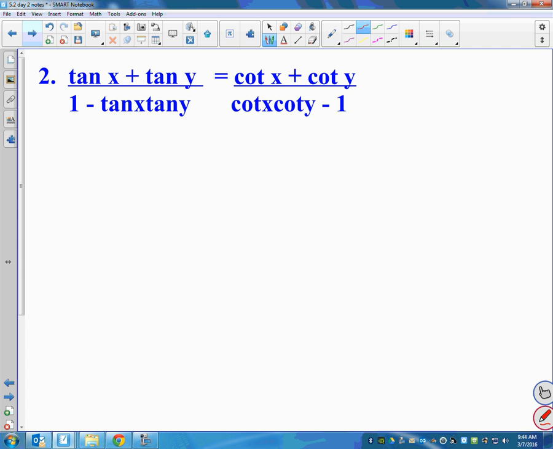Do you think it really matters which side we choose? We're either going to change a bunch of tangents into cotangents, or we're going to change a bunch of cotangents into tangents. Be really careful here, because there's an X and Y. It's easy to interchange those. So if it doesn't matter which side to work with, I always work with this side. If I want to take tangents and make them into cotangents, what do you think is a good first step here?